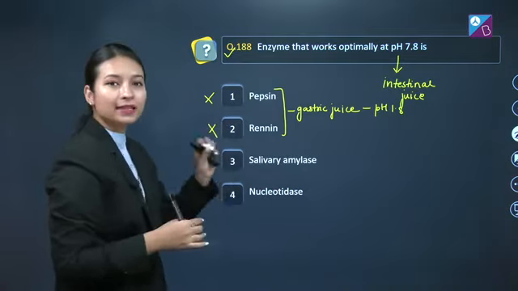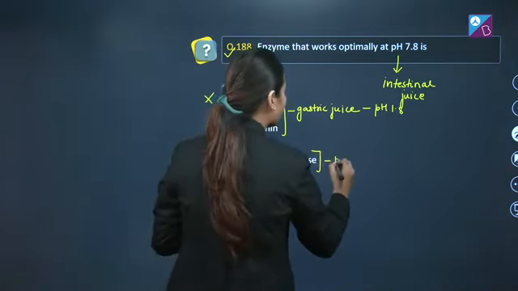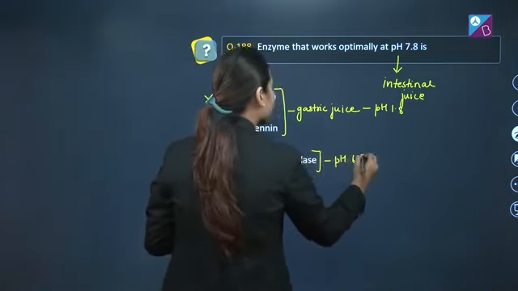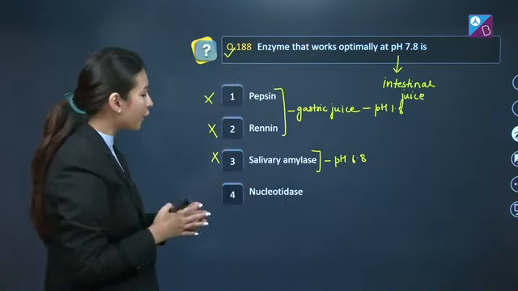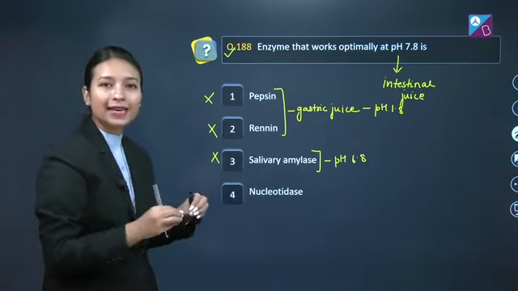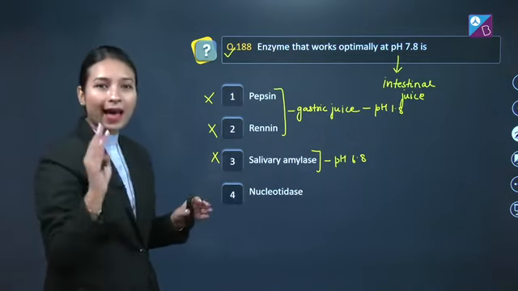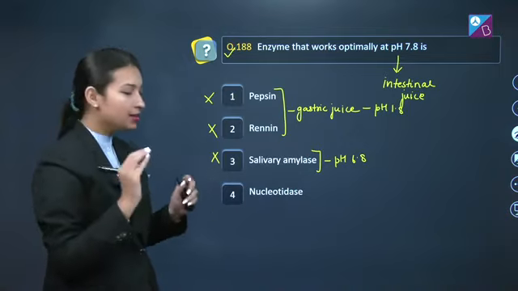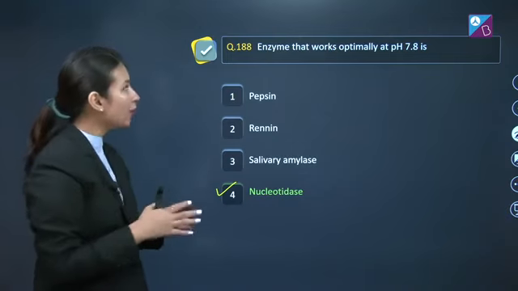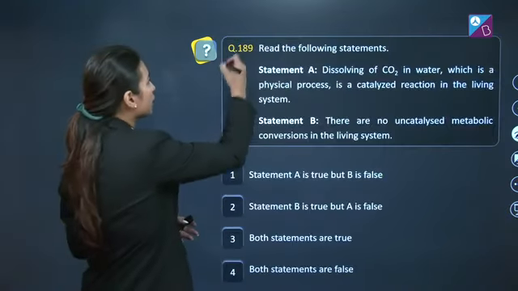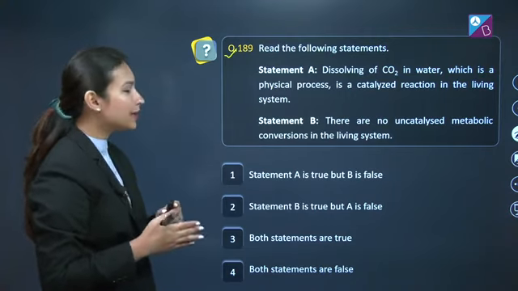Salivary amylase is present in saliva and it works at pH 6.8. So that's why option number 3 is wrong. Option number 4 here is nucleotidase. Now nucleotidase is present in intestinal juice and it works optimally at pH 7.8. So that's why our correct answer is option number 4. Now let's move on to next question, that is question number 189, which states read the following statements.